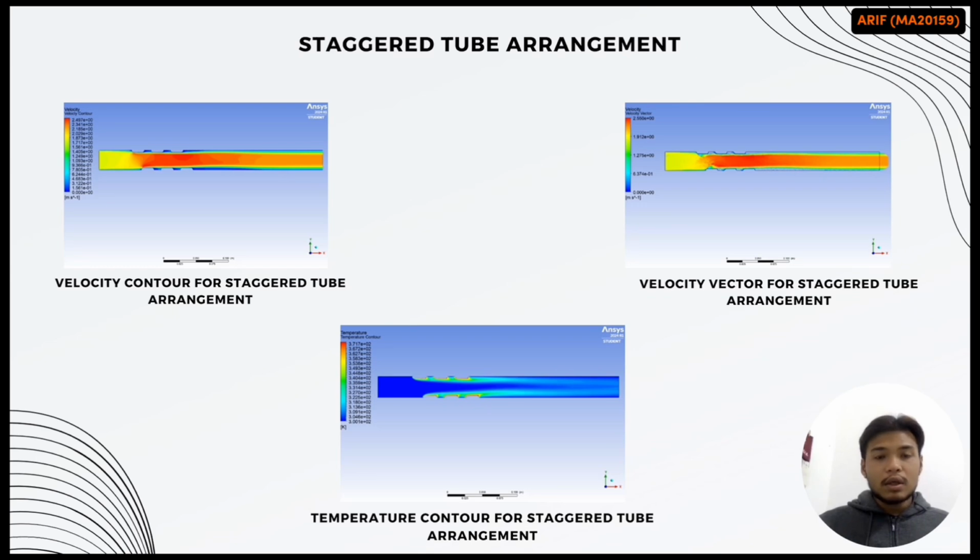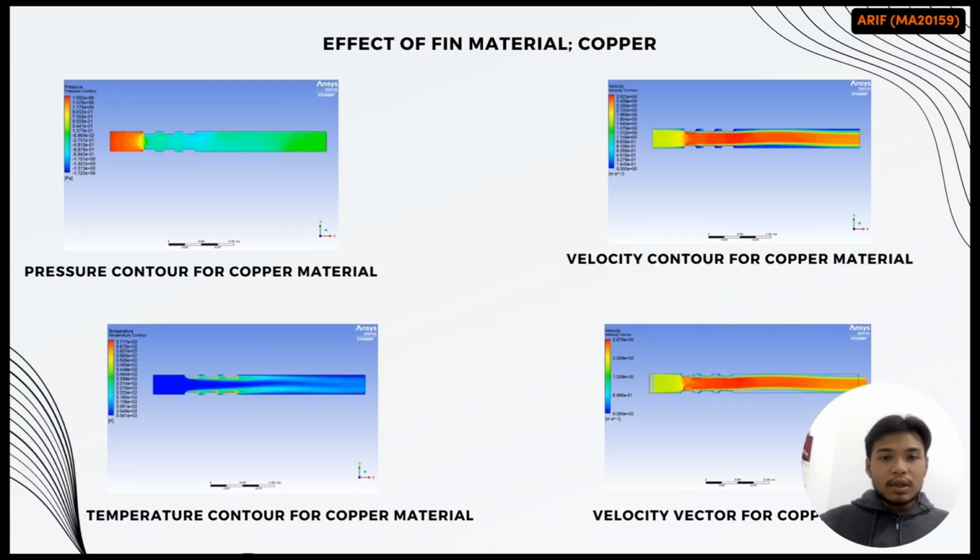our heat exchanger design. So this is the effect of fin material, which is copper. So here we can see the pressure contour, velocity contour, temperature contour, and also the velocity vector. Copper fins efficiently move heat away from the tube due to high thermal conductivity, and this allows for faster cooling of the fluid, which gives a lower outlet temperature.